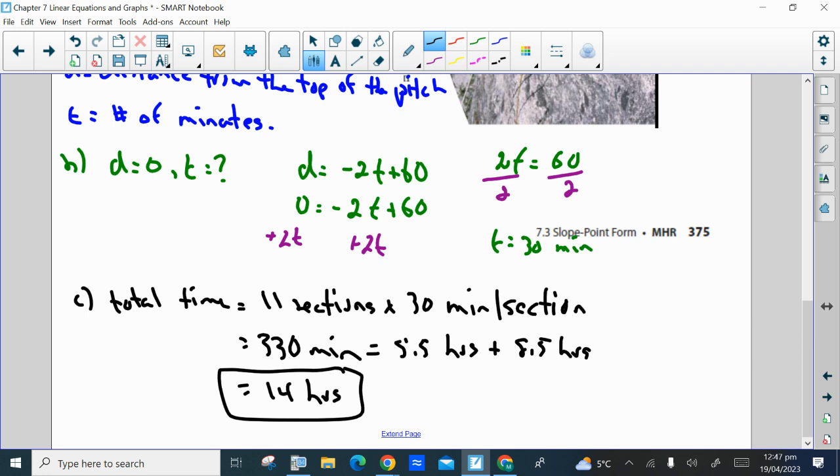Okay, so again, the reason that we can set up a linear relation for this is because we are told that he climbs at a constant rate. Only lines have a constant slope, and the slope tells you the rate of change. In this case, that rate was 2 meters every minute that we were able to come up with from the information we were given.